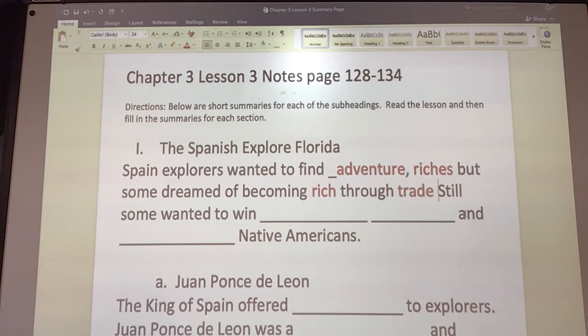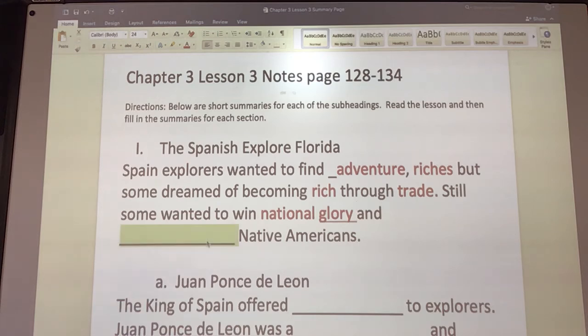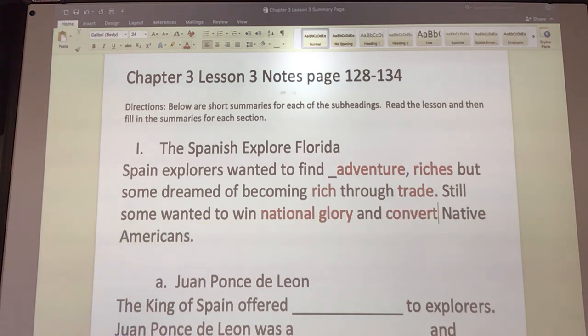And I think you mentioned all this, right, John? Still some wanted to win what? What else did they want, Josh? National glory. National glory, exactly. I'm changing it to red just to help you out, okay? And what was the last thing they wanted? Emmy? Right, they wanted to convert those Native Americans' religion to theirs, okay?